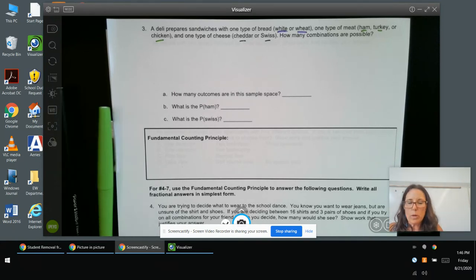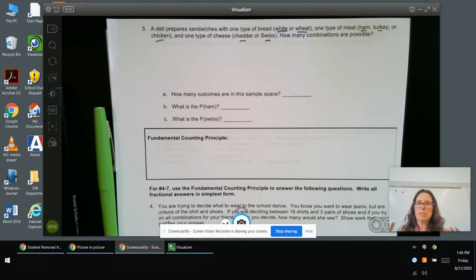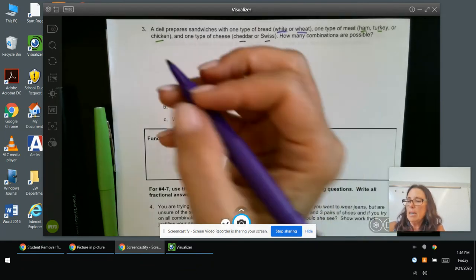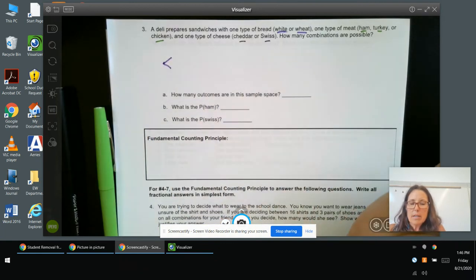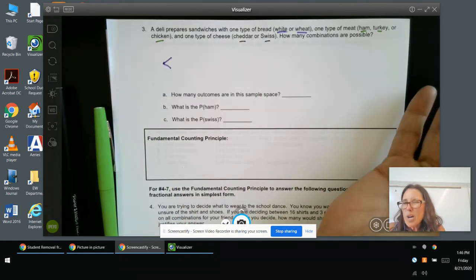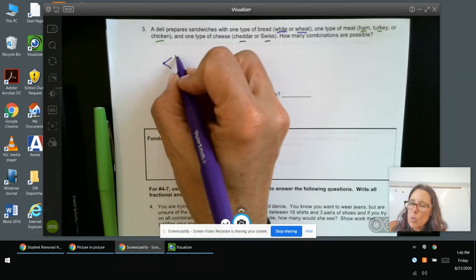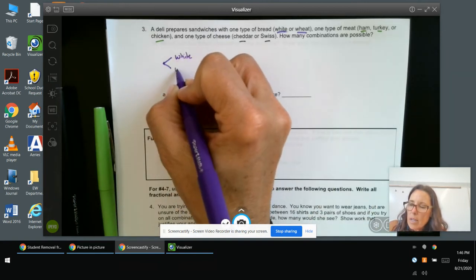Okay, again, it doesn't matter if you start with your bread, your meats, or your cheese. I usually just start with the first thing that they gave me, so I'm going to start with bread. Since they both start with W, white and wheat, I'm going to have to write out white and wheat.